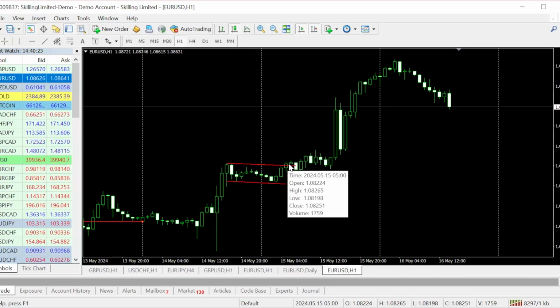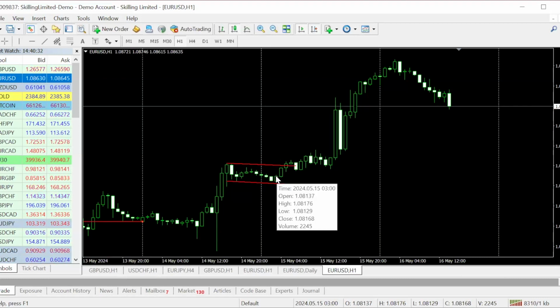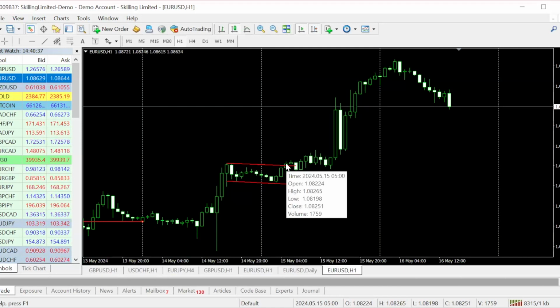So at that point, you want to stay away yet, because the volume, look at the volume here, 2026. Look at the volume here, 2245. So it's reducing as it's progressing. Now here is 1759. So you are worried about this kind of breakout.